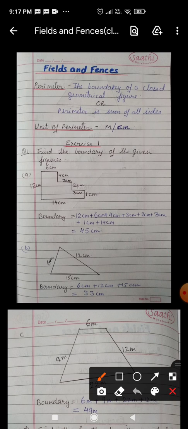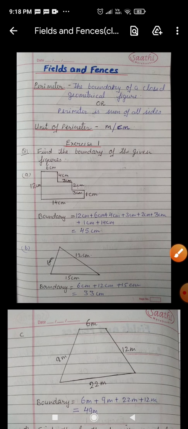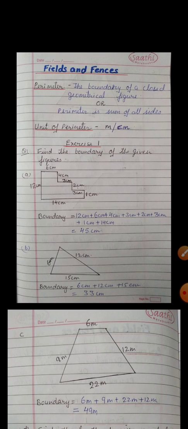Children, perimeter is the boundary of a closed geometrical figure, or you can say perimeter is the sum of all sides. It means if you find the total of all sides of a given figure, this will be the perimeter. And the unit of perimeter is meter or centimeter. If the sides are given in meter, then the perimeter's unit will be meter, and if the sides are given in centimeter, then the perimeter unit will be centimeter.